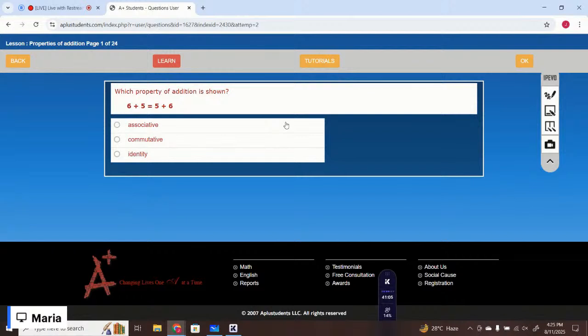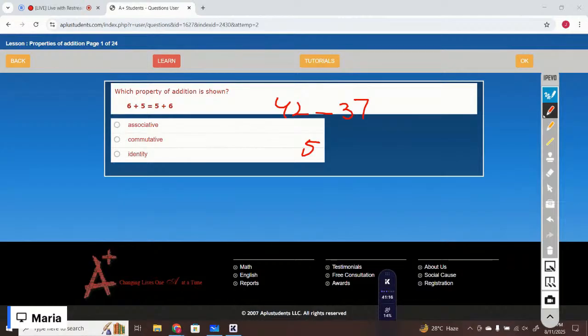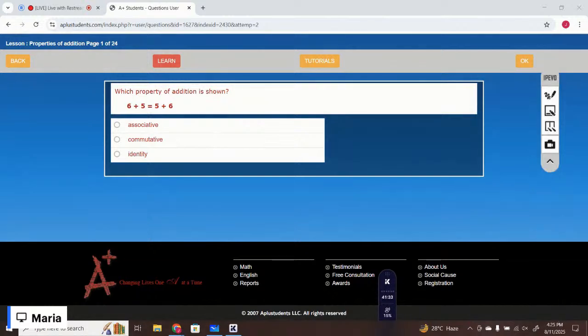Which property of addition is shown? 6 plus 5 equals 5 plus 6. On both sides the numbers are the same. Just the order of addition is different. So that is the commutative property. Option number 2 is the correct option. That is the commutative property.